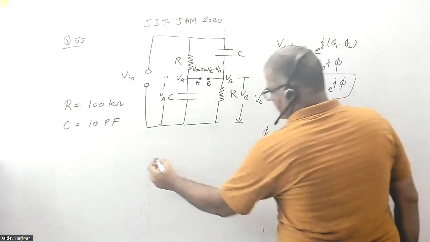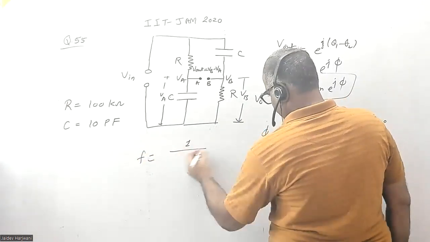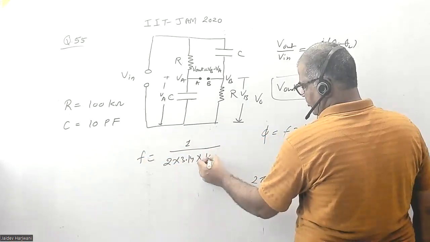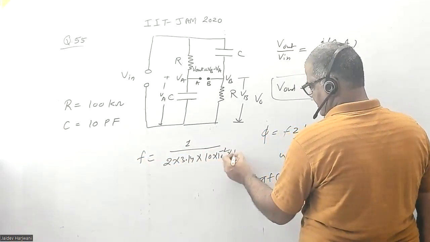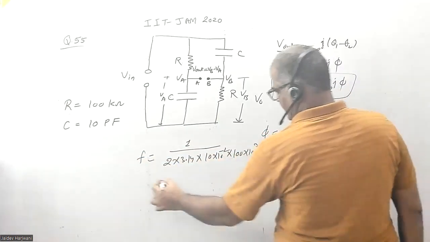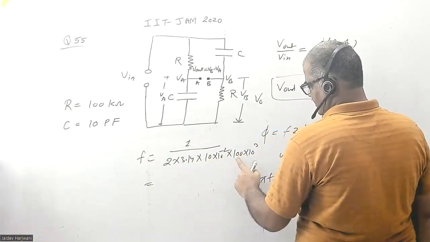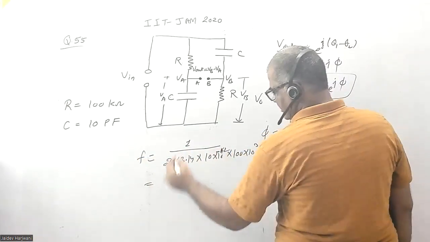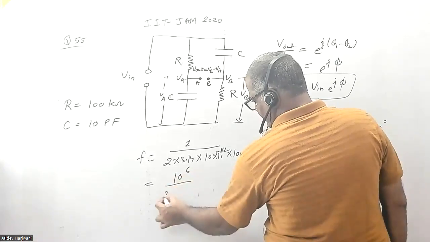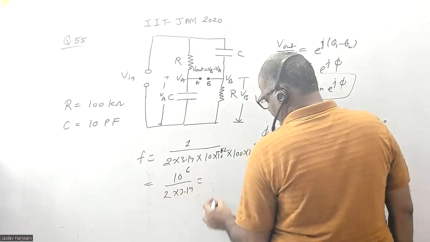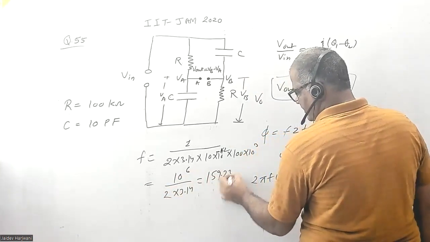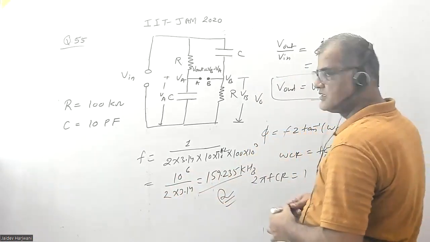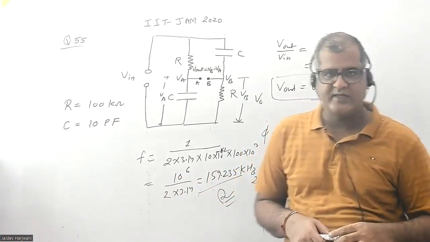So the frequency will be simply 1 by 2 into 3.14 times R times C, where C is in picofarad and R is in kilo ohm. If I solve this, R is 10 to the power 5 and C is 10 to the power minus 11, giving 10 to the power minus 6 in the denominator, so this goes up to 10 raised to power 6 upon 2 into 3.14. If you solve this, it will give you 159.235 kilohertz, and this is the correct answer for this question. Hope you understand the question. Thank you very much.